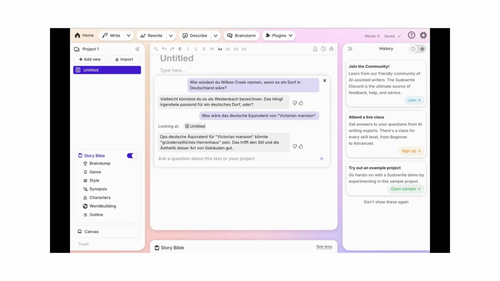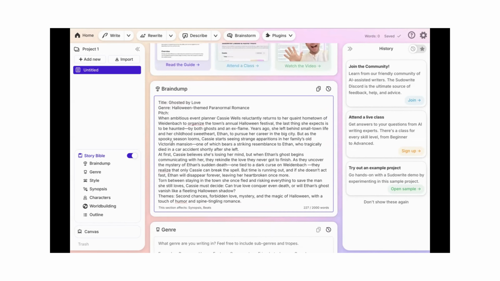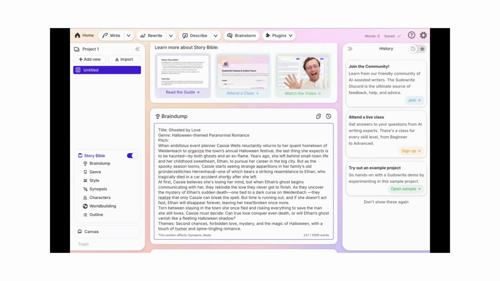Gründerzeitliches Herrenhaus. Herrenhaus is mansion. I mean, now this will be a bit of a mishmash of English and German, but it works. What was it if you said it again, please? Gründerzeitliches Herrenhaus. Herrenhaus is mansion. Oh, Herrenhaus is mansion. Yeah, and then the Gründerzeitliches. There's also a man in mansion, but that's likely not related.